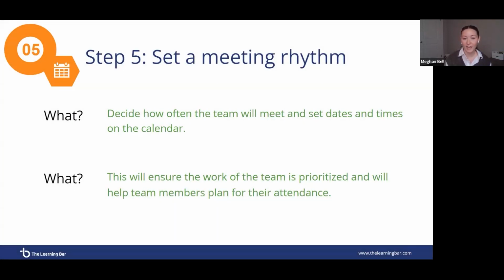So step 5, halfway there, we're going to set a meeting rhythm. How often will the team meet? What days work best for the members? It can be really difficult for everyone to stay aligned if there's no structure from the get-go. So outlining these meetings is going to help to ensure the work of the team is prioritized, and that way members of the team can prepare and balance their daily responsibilities in order to plan for their attendance.